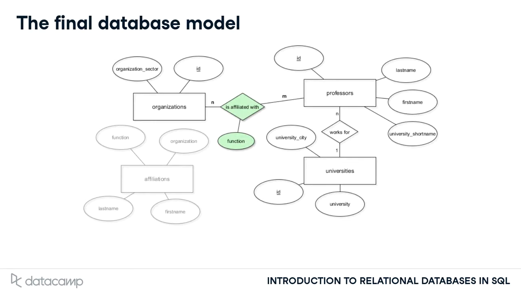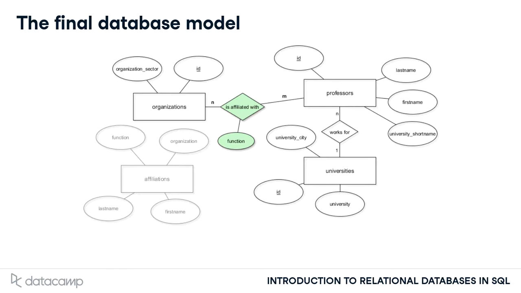There are a couple of things that are new. First of all, a new relationship between organizations and professors was added. This is an N-to-M relationship, not a 1-to-N relationship, as with professors and universities. This depicts the fact that a professor can be affiliated with more than one organization and vice versa. Also, it has a known attribute, the function. Remember that each affiliation comes with a function, for instance, chairman.